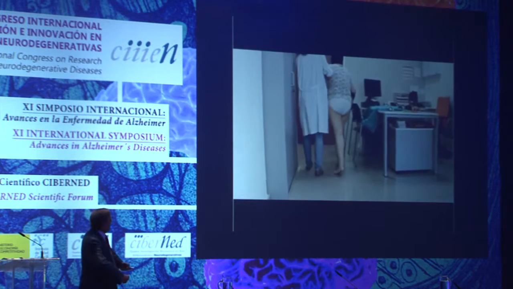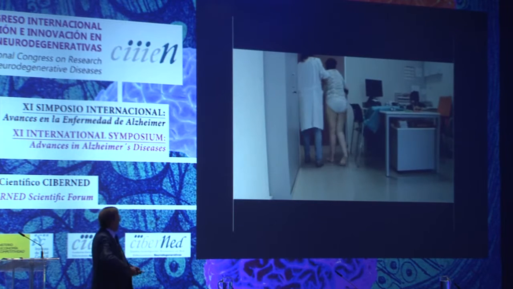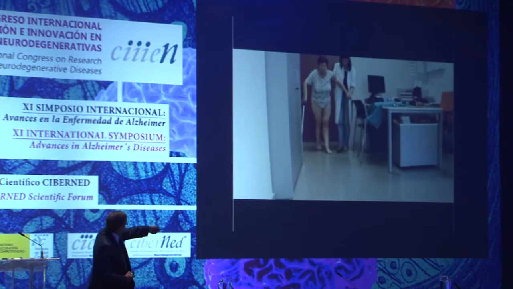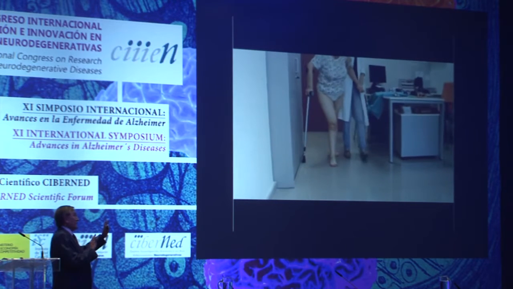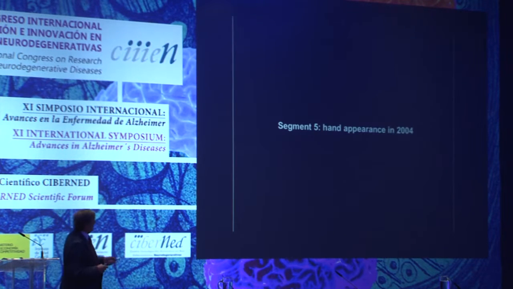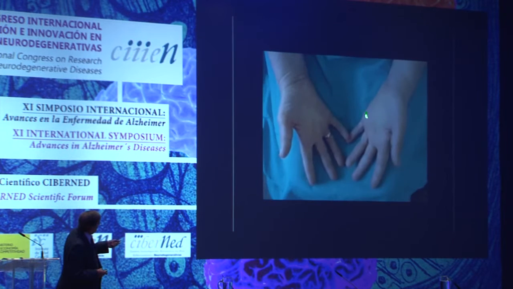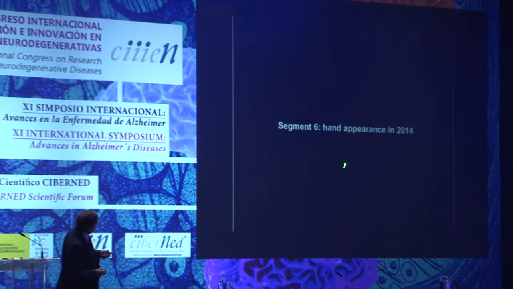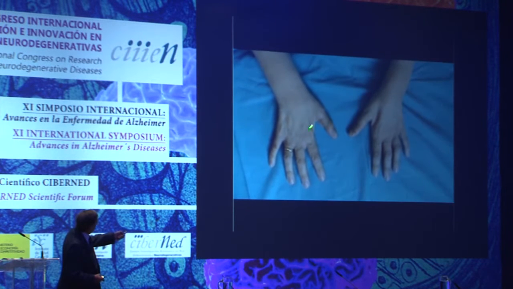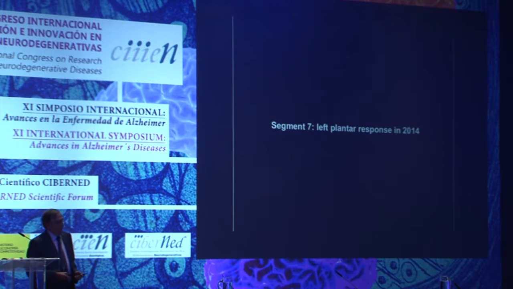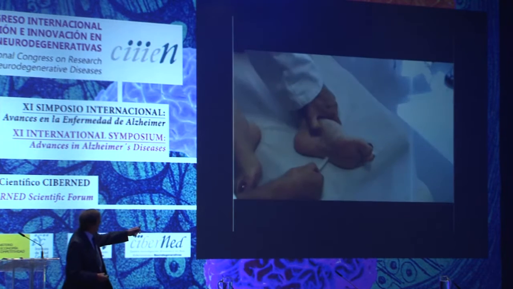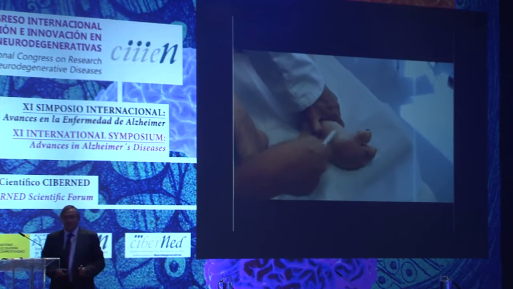She needs support for walking. There is a waddling component, steppage. Here I would not be able to say that there is a spastic component. See the appearance of the hand here, atrophy of the first dorsal interosseous, but 10 years later, a marked atrophy of the hands. And see the plantar response. You see, the plantar response is extensor.